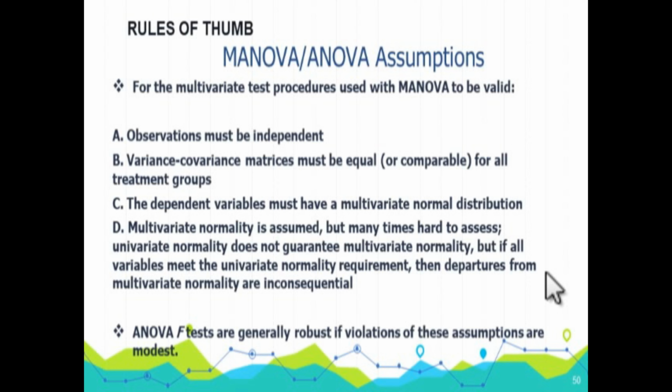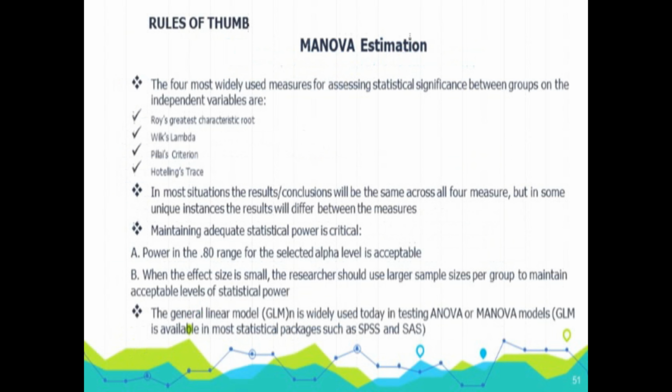Multivariate normality is assumed but many times hard to assess. Univariate normality does not guarantee multivariate normality, but if all variables meet the univariate normality requirement, then departures from multivariate normality are inconsequential. ANOVA F-tests are generally robust if violations of these assumptions are modest.